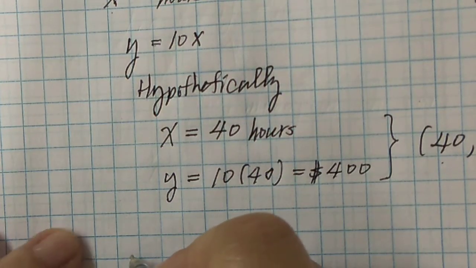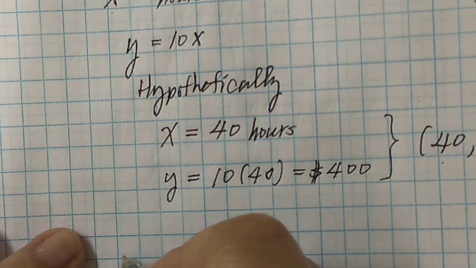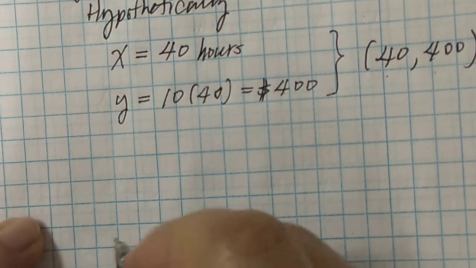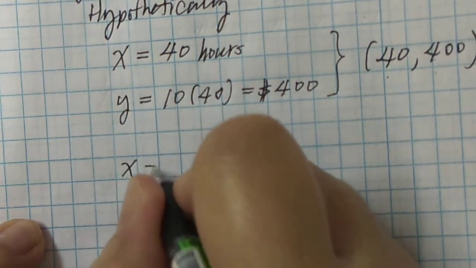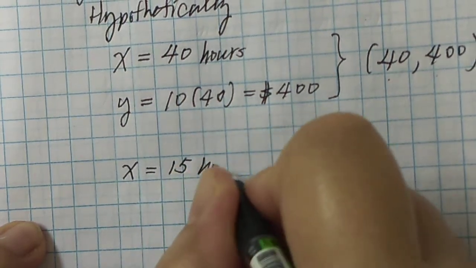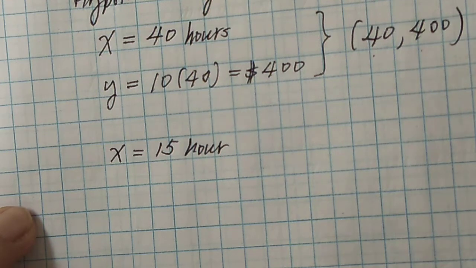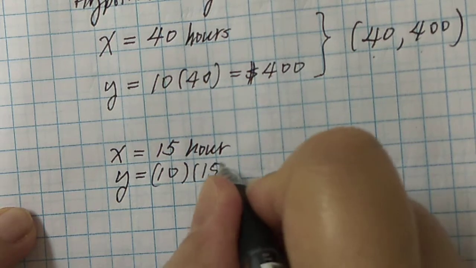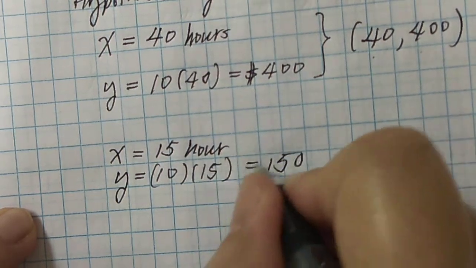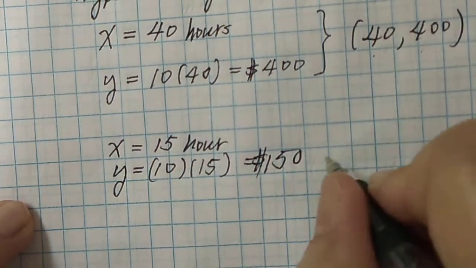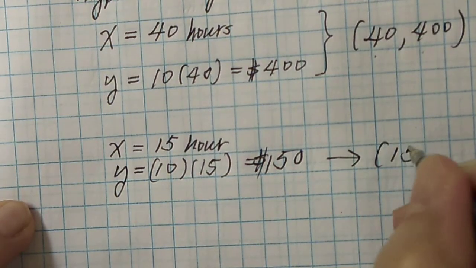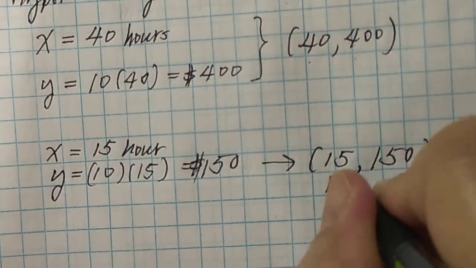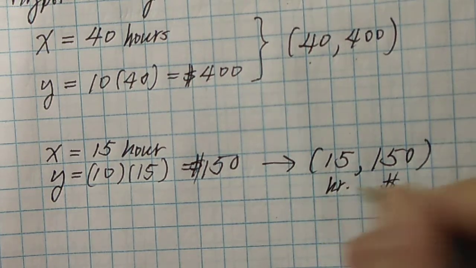Another possible solution could be that he works only a few hours a week because he's a student and a part-time worker. So let's say he works only 15 hours per week. Then how much money would he make in that week? 10 times 15 is $150. So that's another solution where we relate 15 hours to $150. Okay, this is hours, this is dollars.